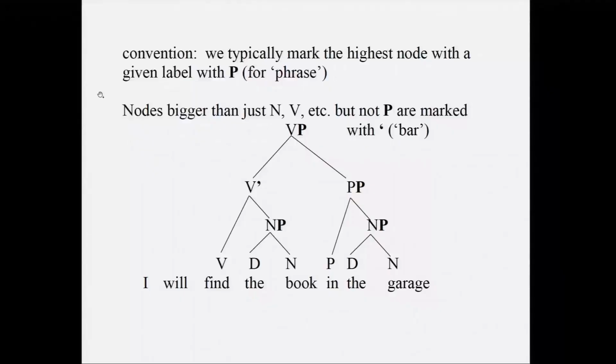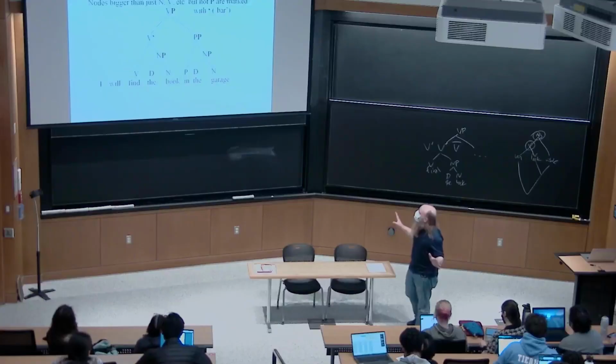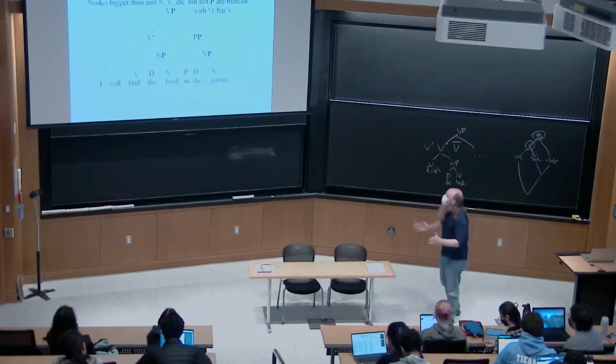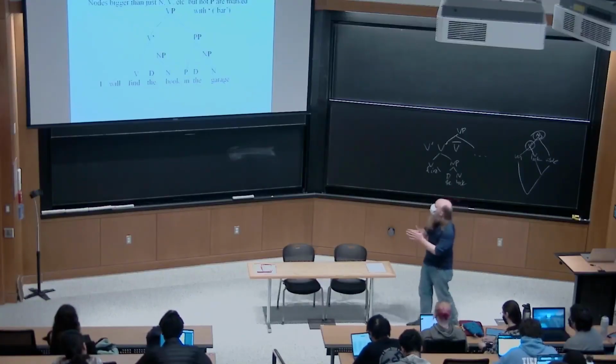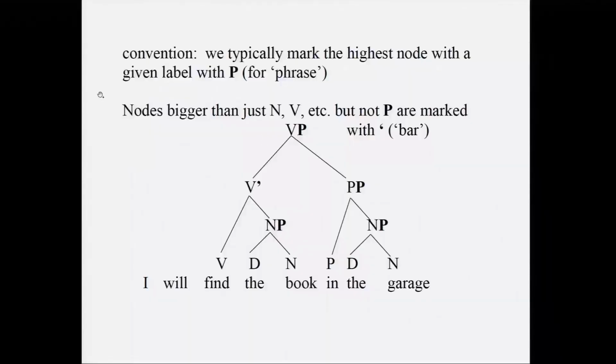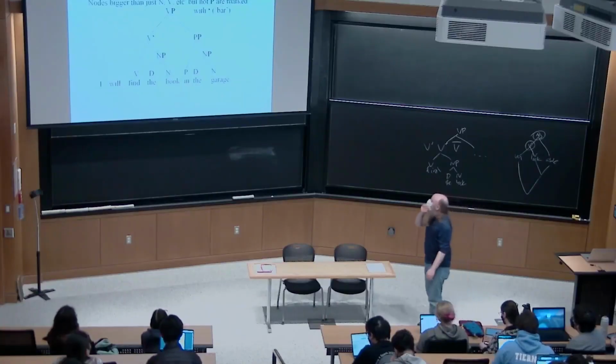So if this sentence ended with find the book, if it were I will find the book, then find the book would be a verb phrase, yes. Phrase is just the name for the highest thing with that label. So just like in the book, the book is a noun phrase. Book is not a noun phrase, it's just an N, so there are places where you don't get a bar just because you only have two things with that label. You just get the N, and then there's the NP.